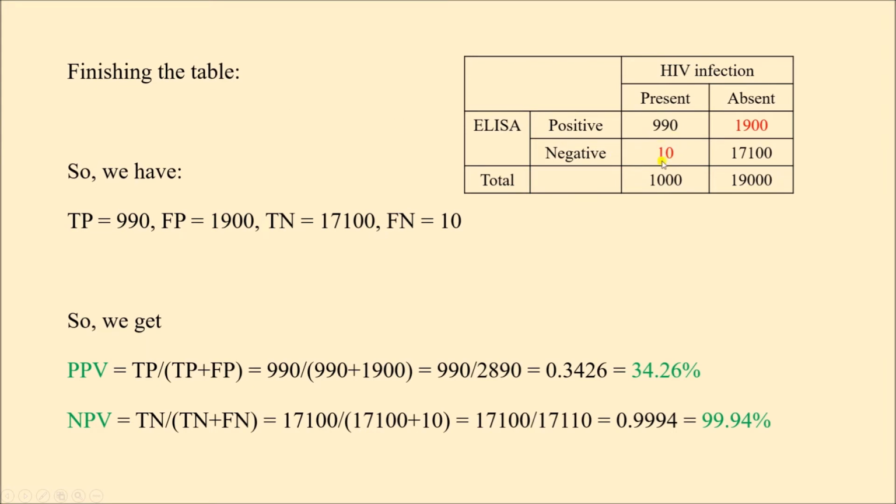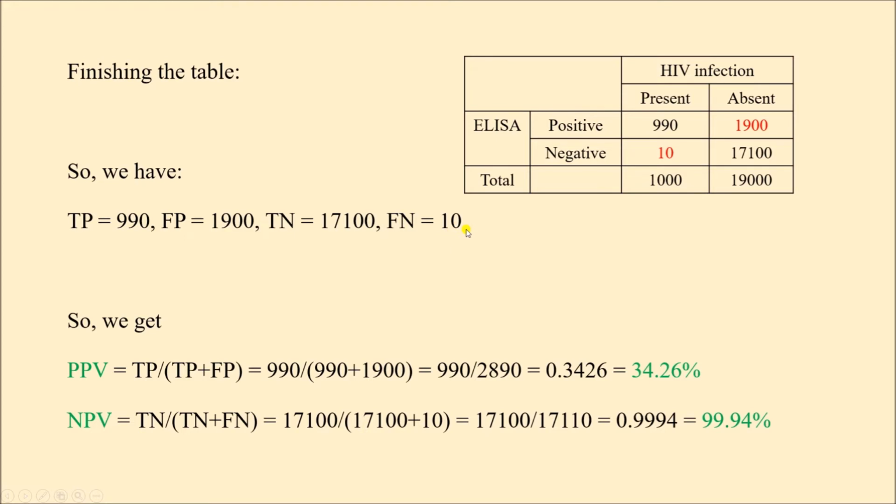So we now know this value should be 10. So this is disease positive but tested negative. So this is basically false negative. What about this part? They do not have any infection but they tested positive. So this is false positive. And of course this has to be 1,900, because this value plus this value has to be 19,000. Similarly 990 plus this value has to be 1,000. So right now we have true positive of 990, false positive of 1,900, true negative of 17,100, and false negative of 10.